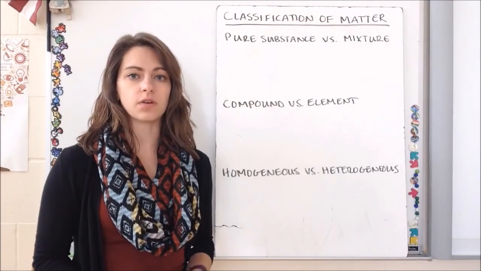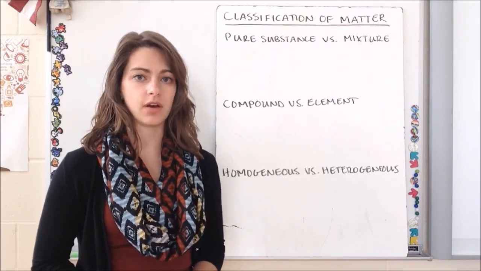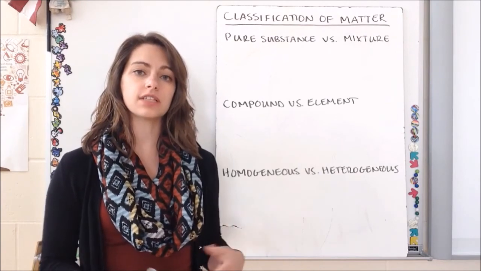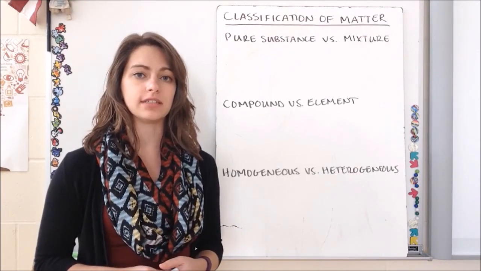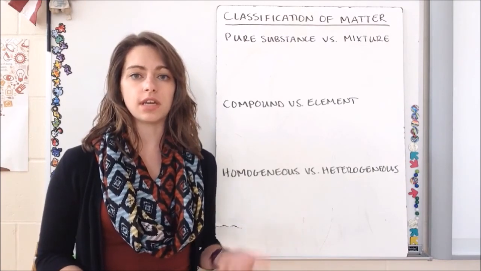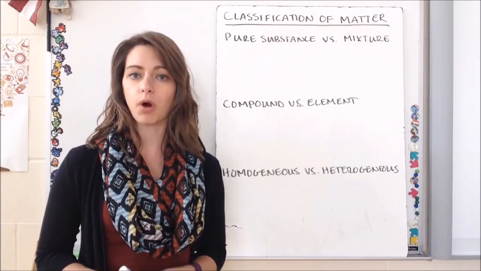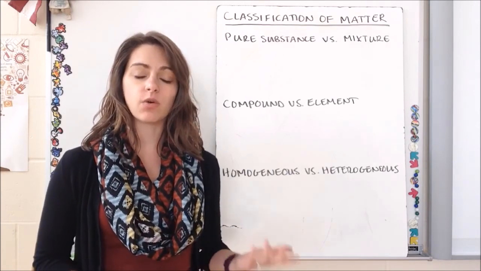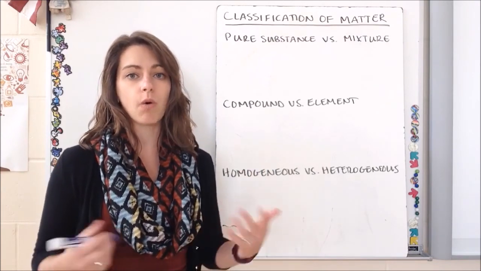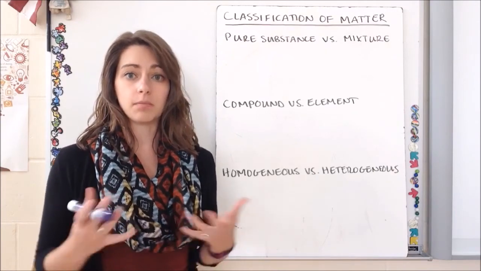So we have several different ways that we can classify matter, and that's what we're going to focus on in this video, how we classify our materials. The first classification we're going to look at is whether we say that something is a pure substance or a mixture. A pure substance is a material that contains only one type of particle. A mixture is going to contain more than one type of particle, so two or more different types of particles in that substance.